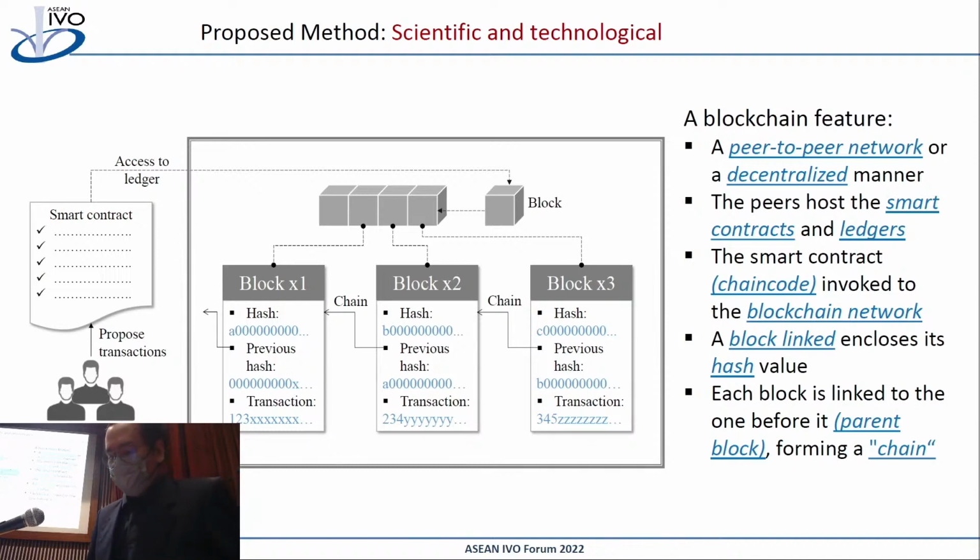Blockchain can be viewed as a block link where the transaction is contained in each block. Every block encodes its hash value with its unique ID. Each block is linked to the one before it, its parent block, forming a chain that can be tracked back to the initial block.